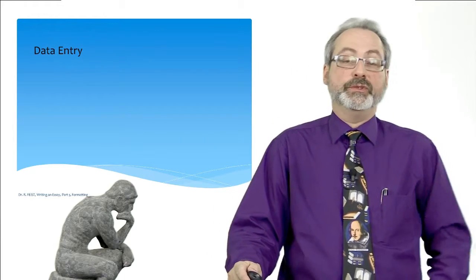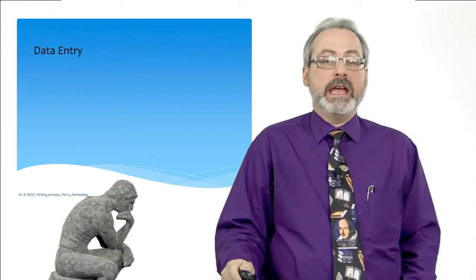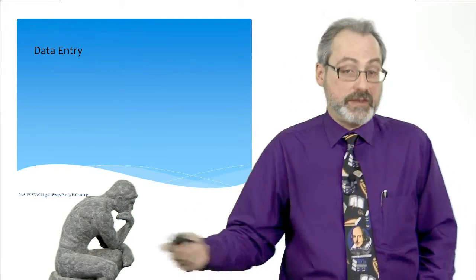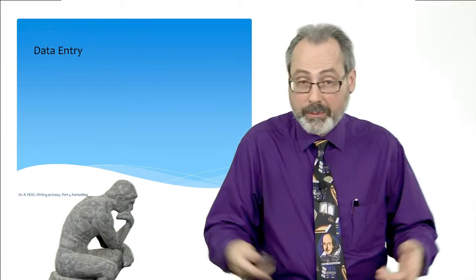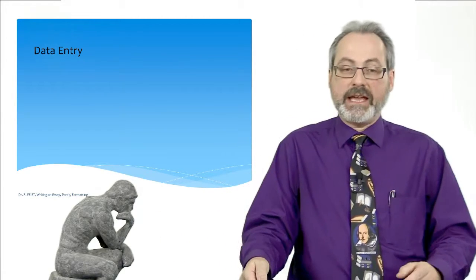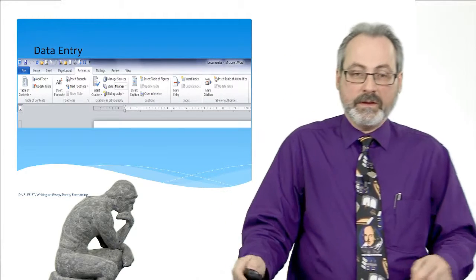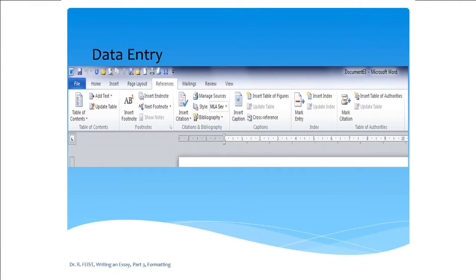For example, if you use a book when you're writing an essay, a secondary source, for instance, or a primary source that's been very helpful, you're going to have to enter that information in Word's database. All right, let's start. How do we do that?